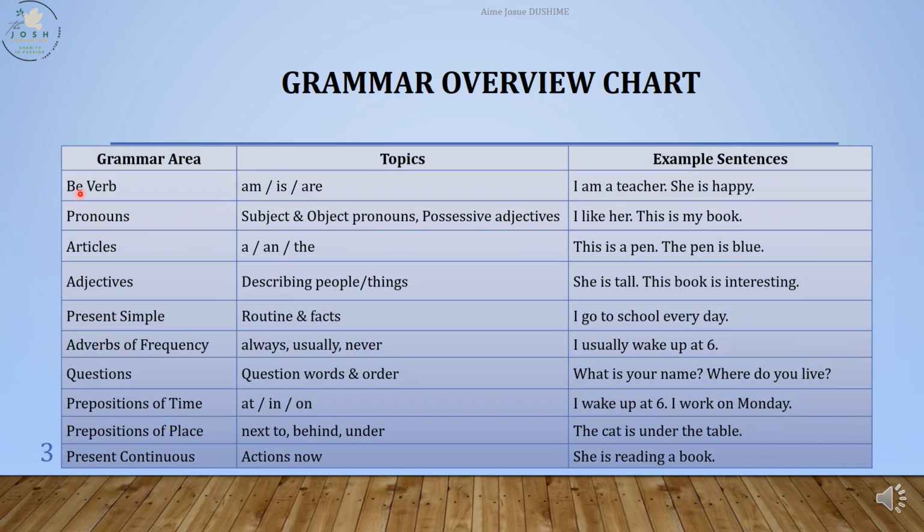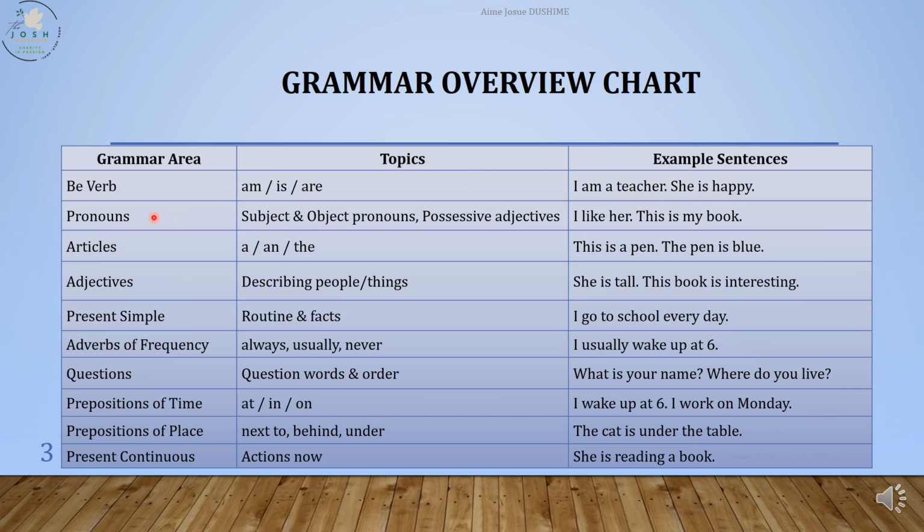We learned what we call verb to be. We said that the verb to be in the present has three forms: am, is, are. I am a teacher, she is happy. And we said that the structure is subject plus am, is, are plus noun or adjective. Like this is a noun, this is an adjective.